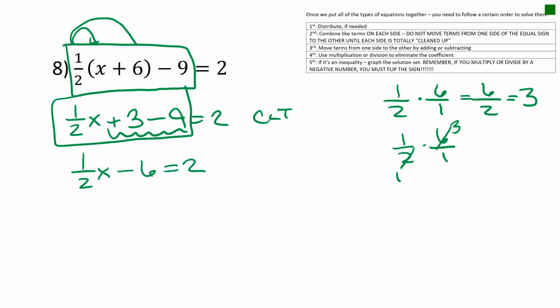Now, we had that little hitch in our get-along last time, so which one do we want to move, the 1/2 x or the 6? We want to move the 6 because this side is a number. So I'm going to add 6 to both sides, so I get 1/2 x equals 8.